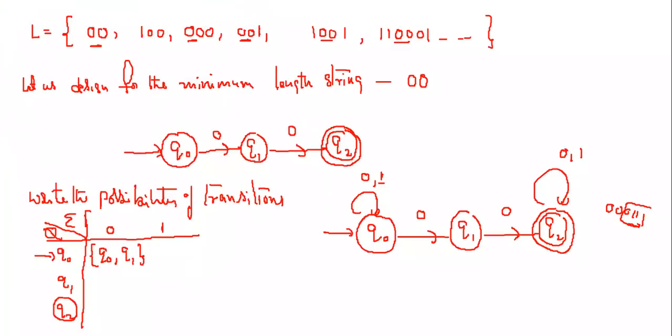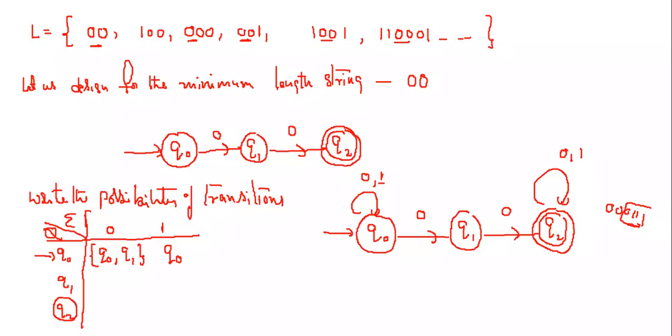Now on taking 1 on Q1, you don't have any state. So here on taking 1 on Q0, you are going to Q0. You can write in the set form, or you can write directly as Q0. It is enough. Why? Because on taking 1 on Q0, you are going to Q0.